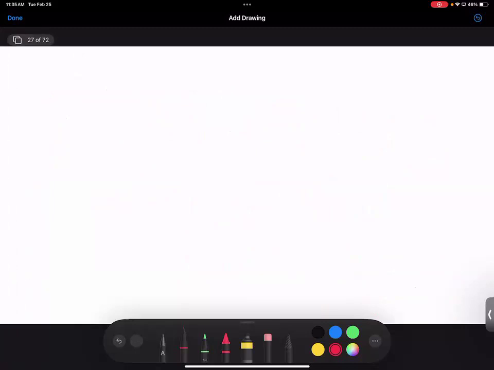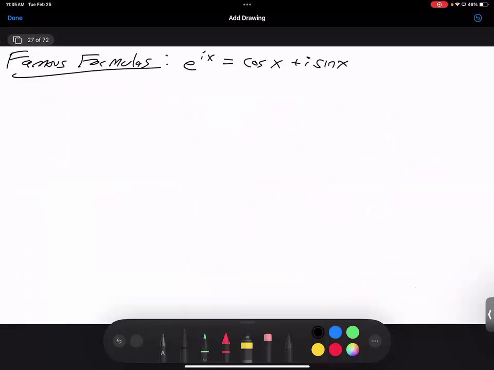Now, famous formulas. E to the ix is cosine x plus i sine x. How many of you have seen this? So this is one of the greatest formulas in all of mathematics. Why is this true?